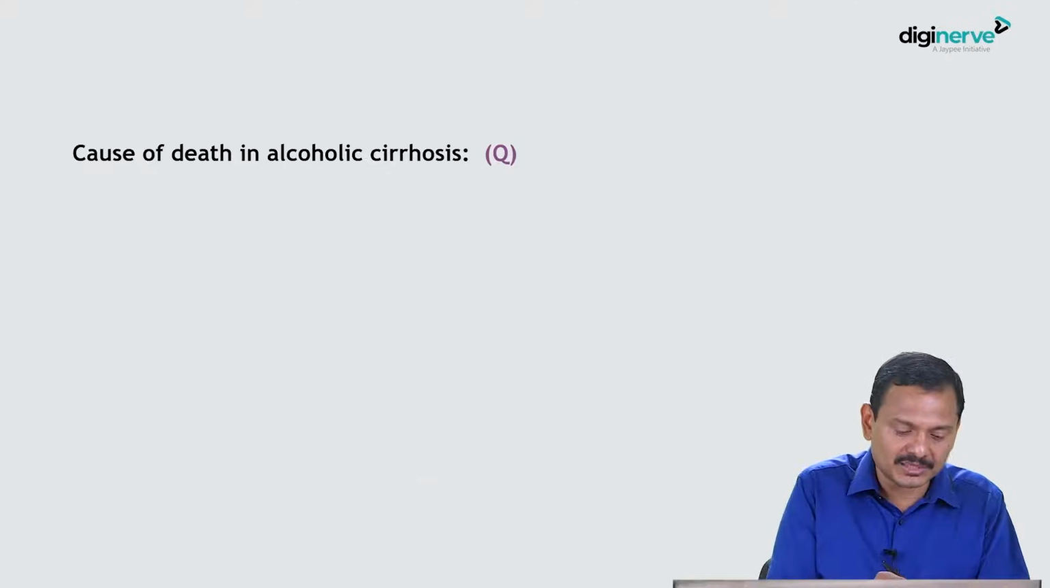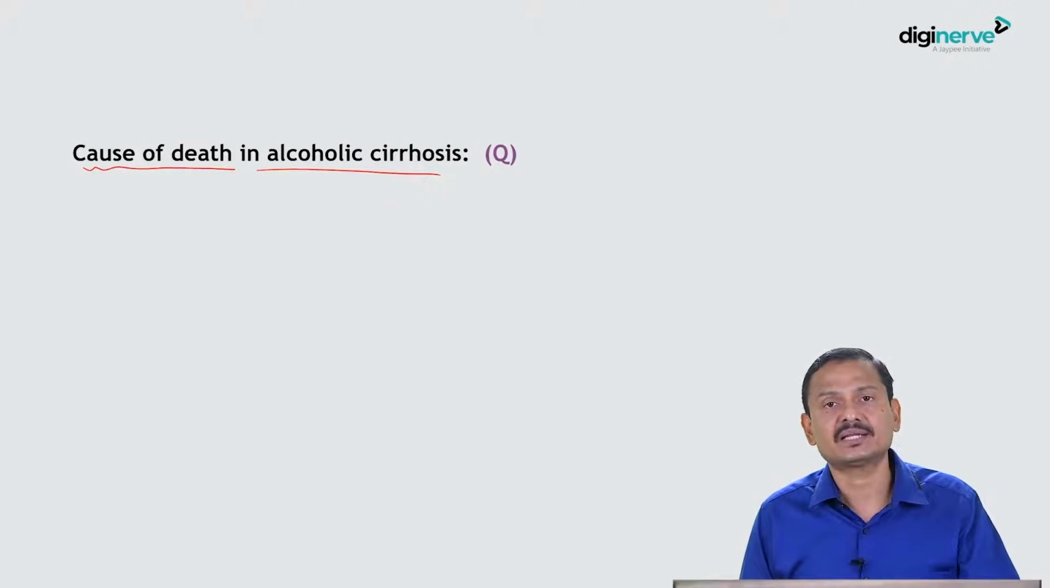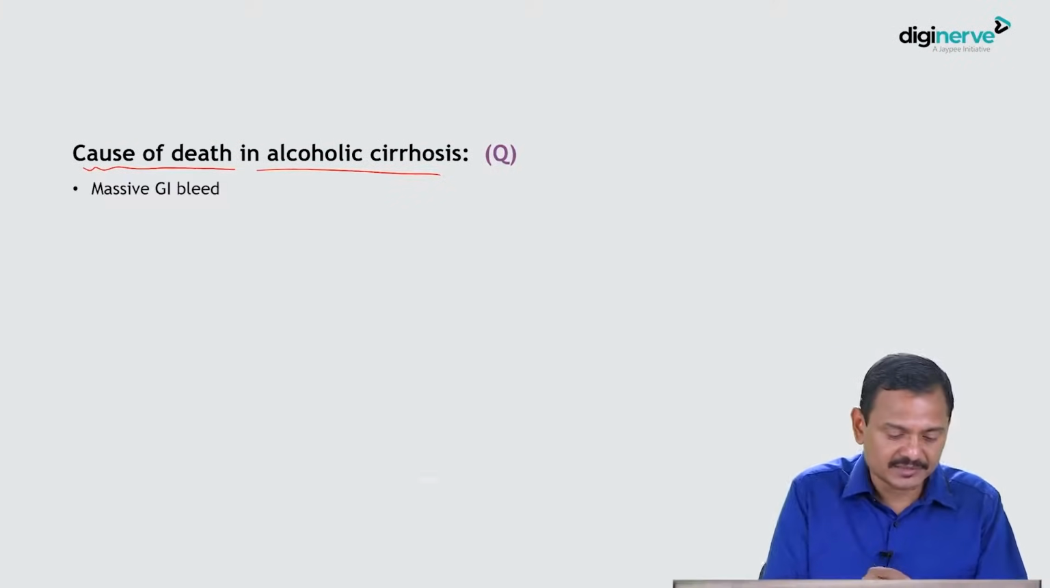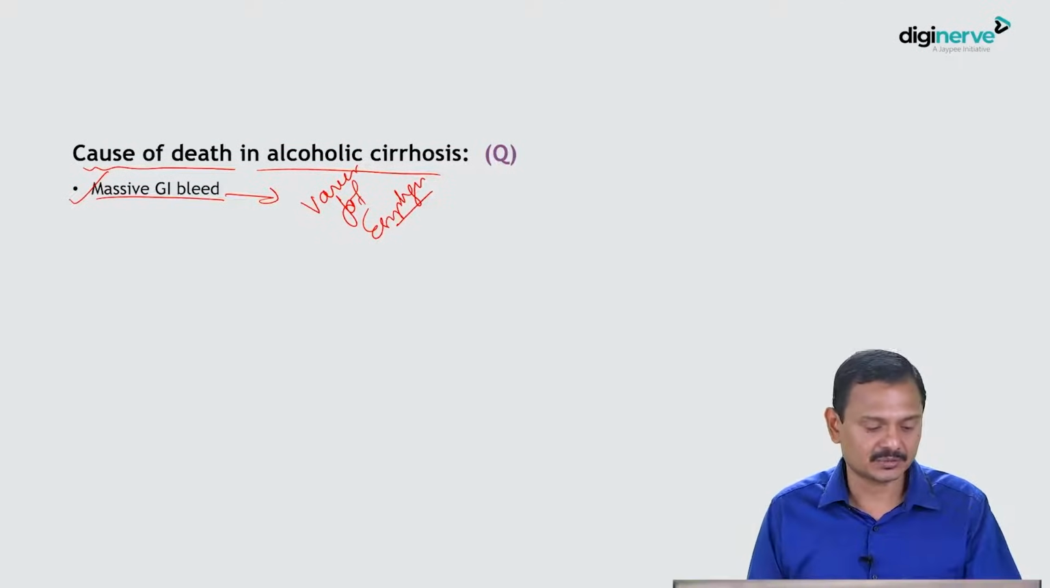Once a patient develops cirrhosis, there can be many complications, and those complications can lead to death in alcoholic cirrhosis or any kind of cirrhosis. So what are the causes of death? First is massive GI bleed, and it can happen from the varices of the esophagus. So massive esophageal bleed can lead to death.